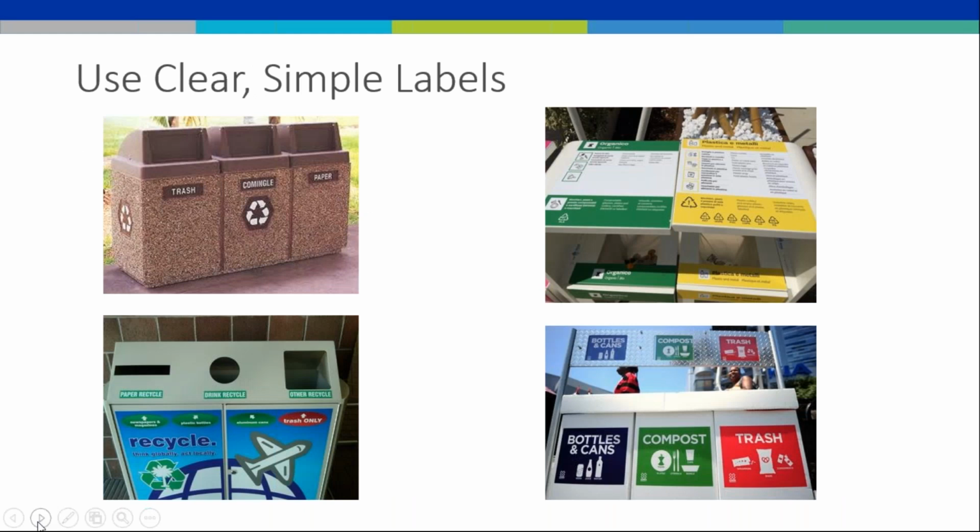Using clear, simple labels is another very important point. I'll point out a couple things. If you look at the upper left-hand corner, the 3-bin system there, the term commingle may mean something to a recycling manager, but for the most part, it means nothing to the average person walking down the street. If you're hoping to collect cans and bottles in that chamber in the middle, that's not effective wording to do that.